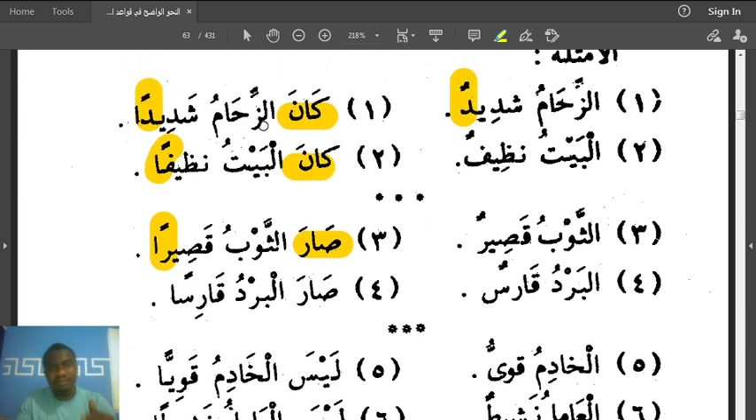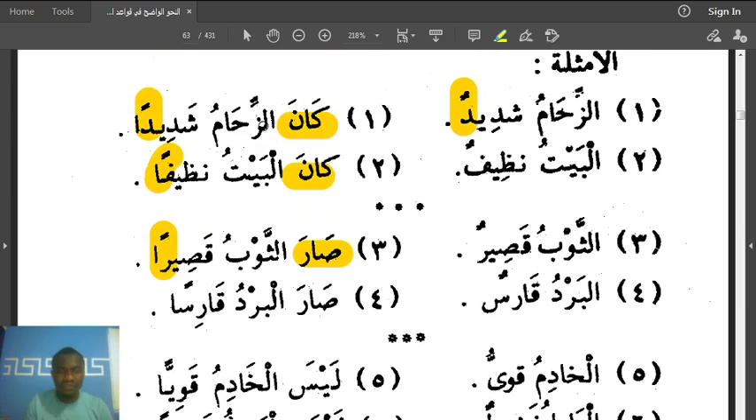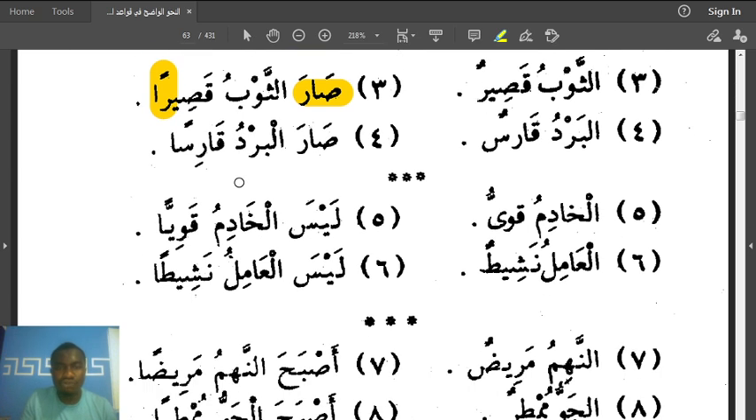I don't know if I forgot to give the meaning of kana. Kana means was. So when kana is introduced to a jumla ismiya, it takes the meaning to the past. So the traffic is severe. Here we will have the traffic was severe. And then here the house is neat or clean. We will have the house was clean. So it has changed something slightly. So kana means was.